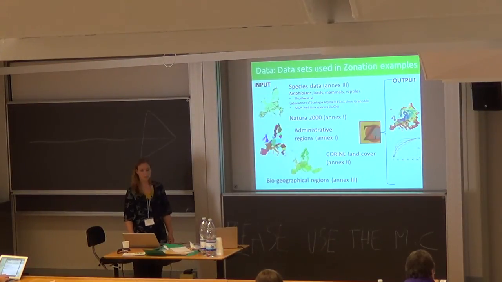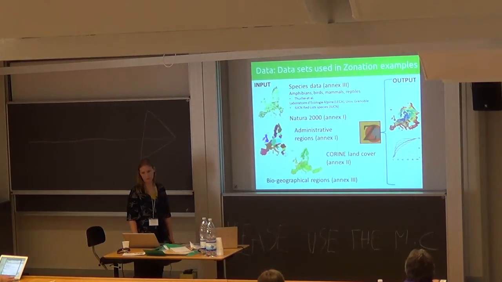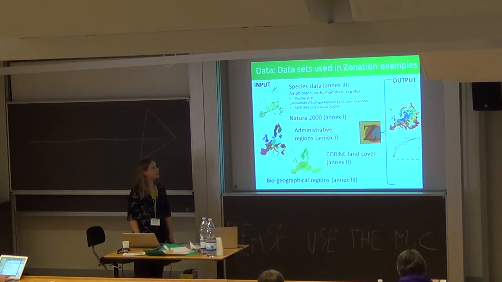Here are the data sets used in the following zonation examples in the context of Europe. So I have used species data, which is INSPIRE Annex 3 data, actually. I've used data about amphibians, birds, mammals, and reptiles. So I have 4 groups of species, and other data about these species are from Wilfred Tullier's laboratory, from University of Grenoble, and open data as a comparison is taken from the IUCN Red List species.